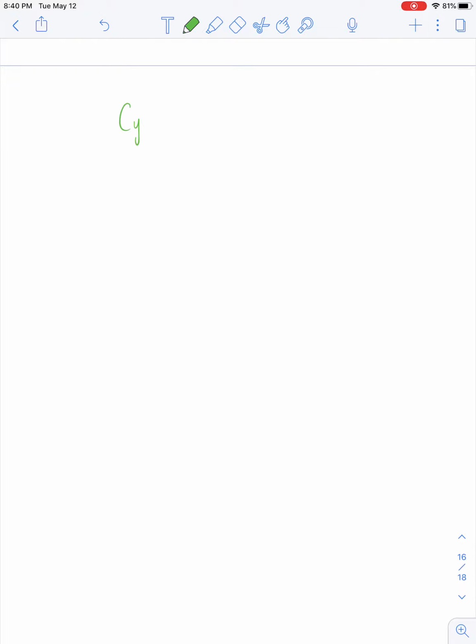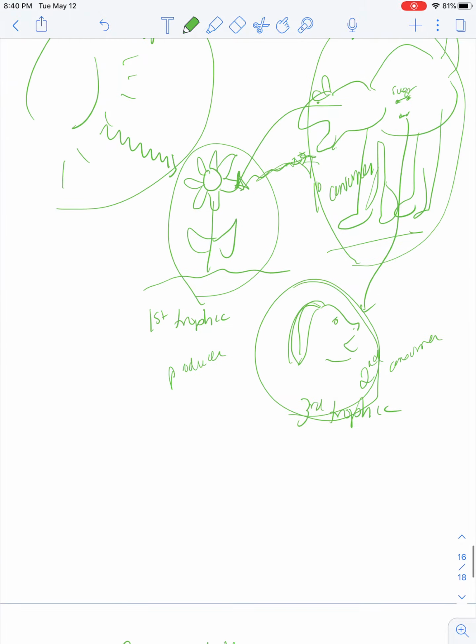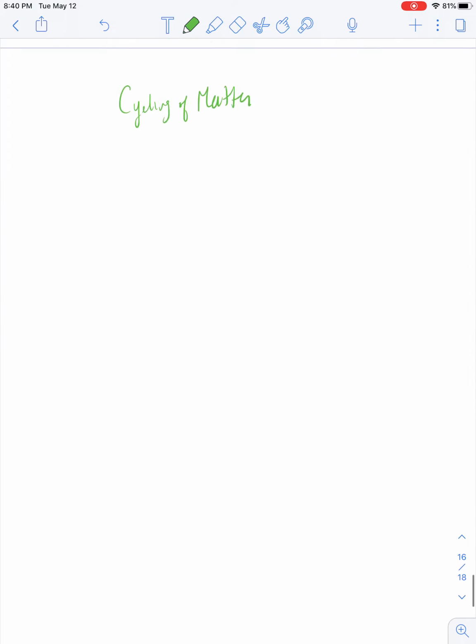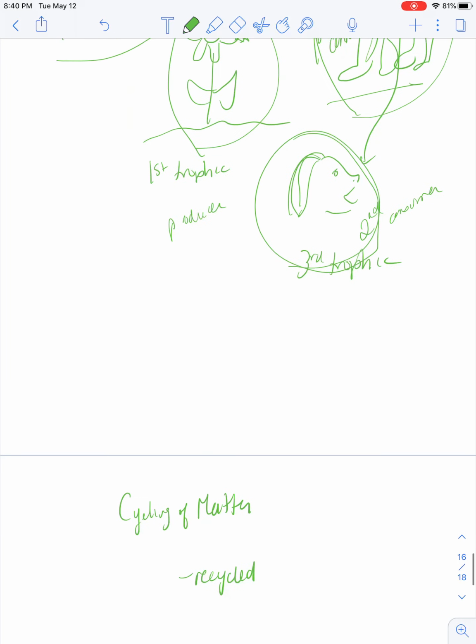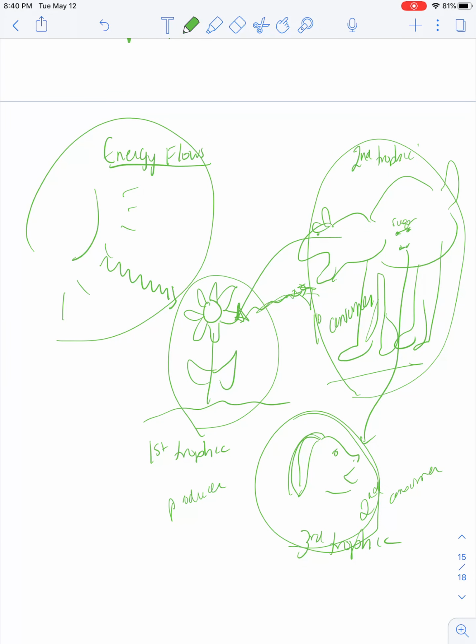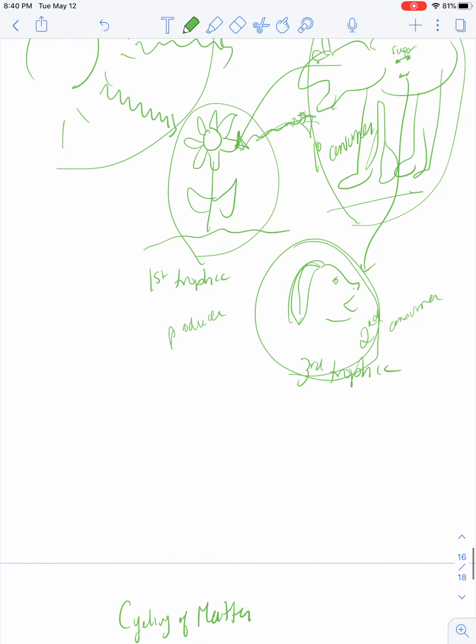Now this week we are doing cycling of matter. So if energy flows from one organism to the other, matter is recycled. What does that mean? Well, energy is some kind of abstract concept. It comes from the sun, right? It's neither created nor destroyed, right? We emit energy every day in the form of heat, right?